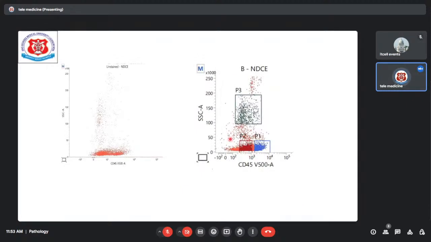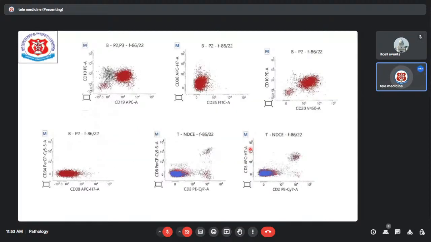Now, in this case we gated on CD45 versus side scatter. Right, another one slightly dimmer. So you are wondering whether it is a lymphoblastic lymphoma, whether we are dealing with acute leukemia or a mature neoplasm. So we use CD45 as a gating marker in this, and further saw that these are expressing CD10 and CD19, CD20 is bright, CD34 is absent in this case.